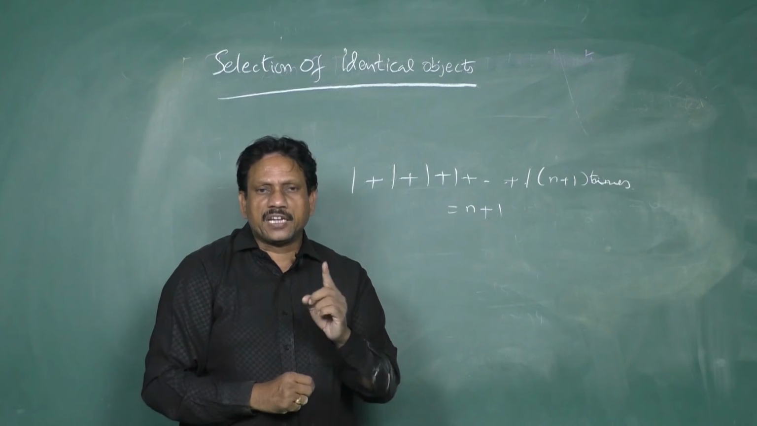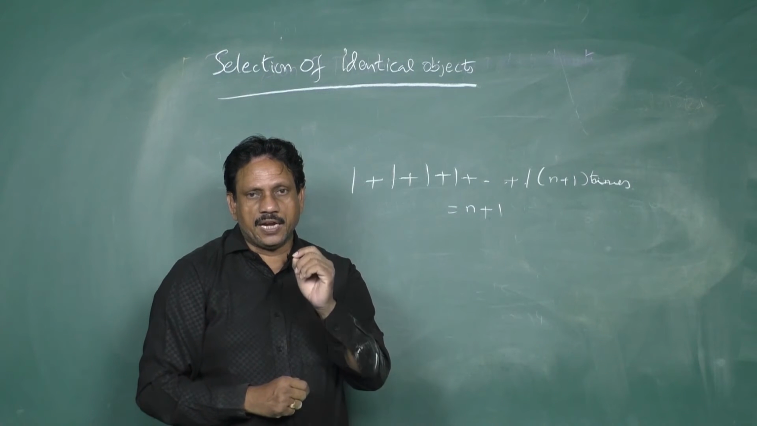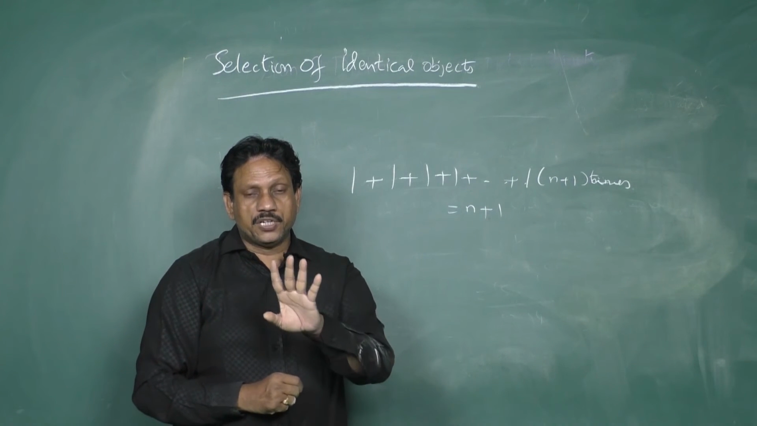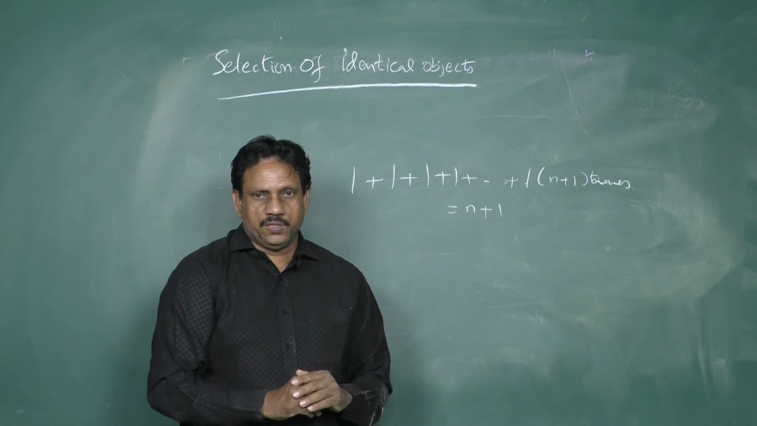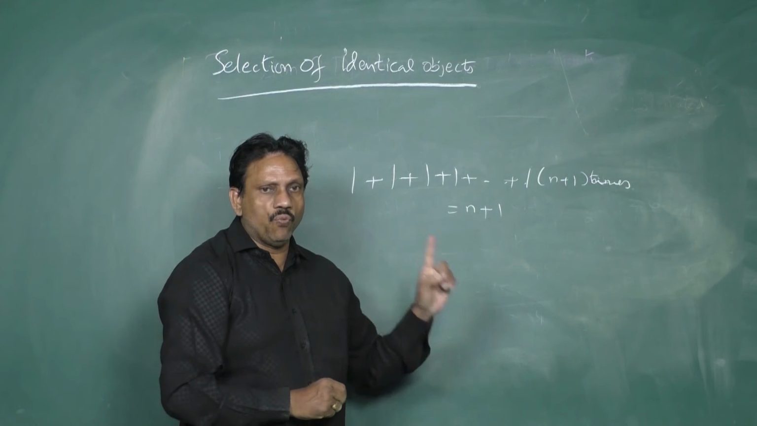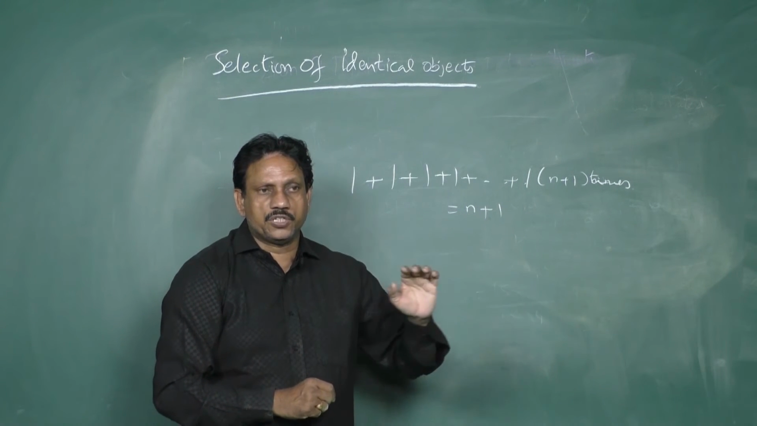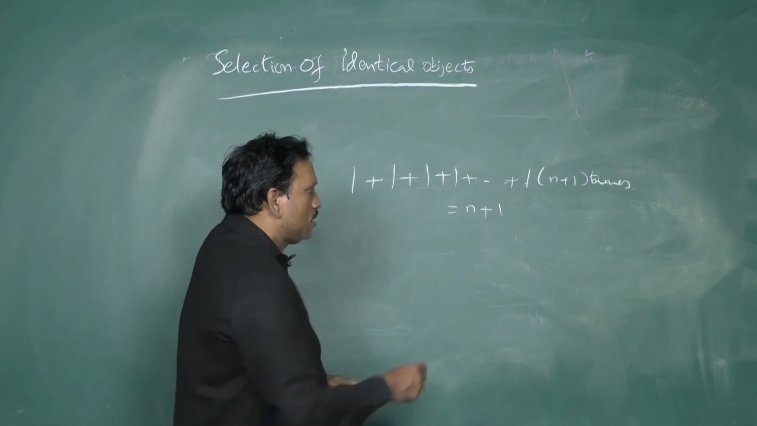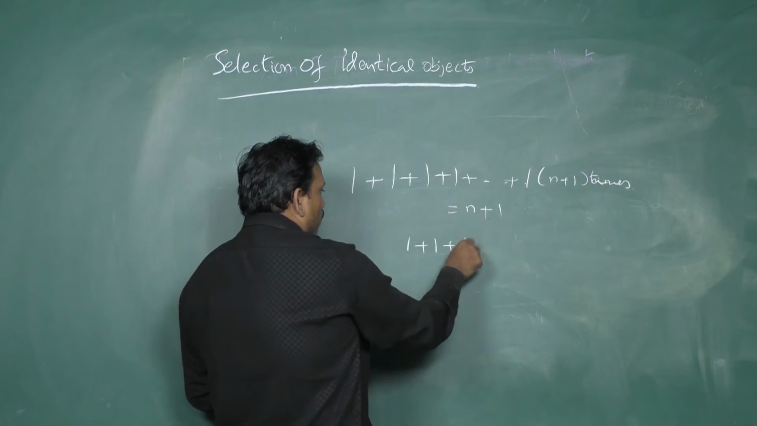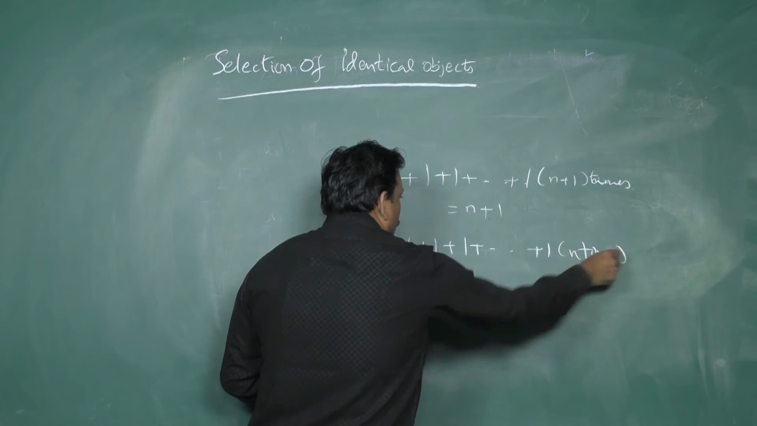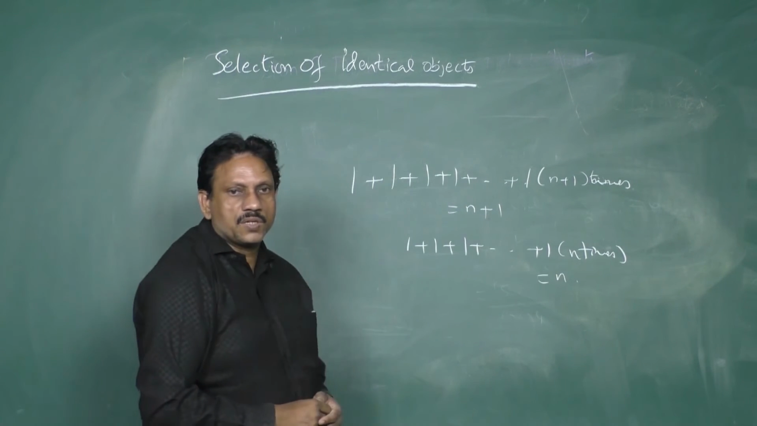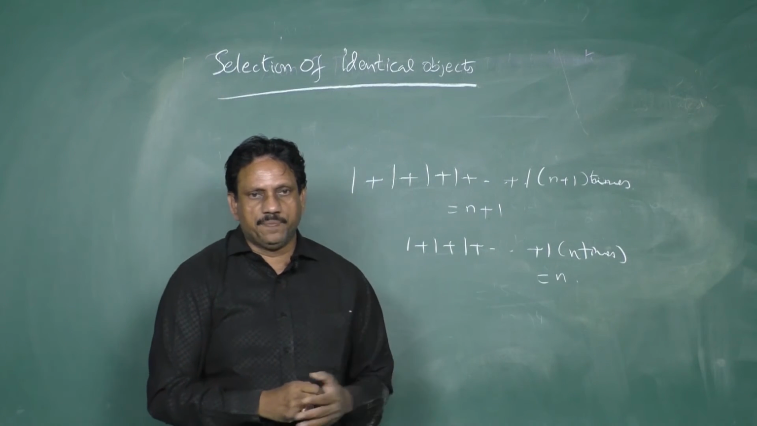Suppose selection of at least one object from n identical objects. 0 objects are not included here, so 0 selection is not allowed. So we have to select from 1, 2, 3 or more objects, up to all objects. That means 1 plus 1 plus 1 plus 1 plus up to n times you have to write. So the answer is n. So the number of ways of selection is n.